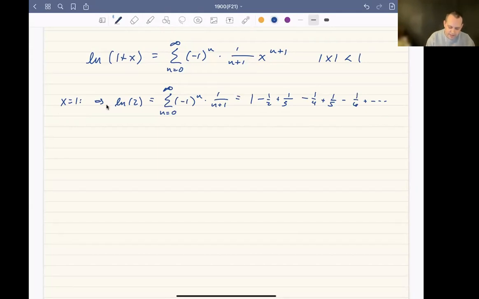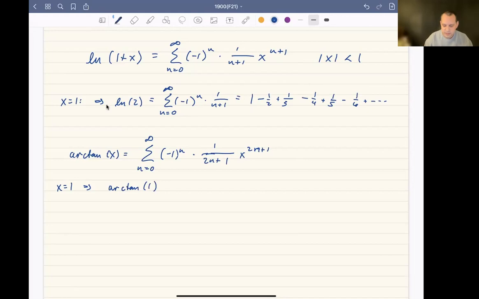Likewise, if I were to look at, say, arctangent, we also saw in the last video that arctangent is going to be the sum from 0 to infinity of negative 1 to the n, 1 over 2n plus 1, x to the 2n plus 1. And so now let's think about what is arctangent of 1. So let's do the same idea here. If x is equal to 1, arctangent of 1, in other words, the value that you have to plug into tangent to get 1, is going to be pi over 4.